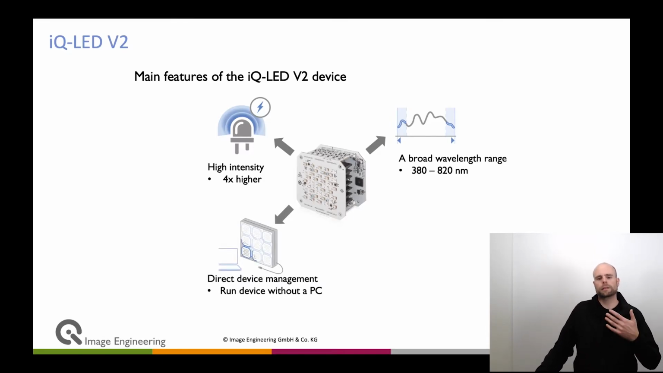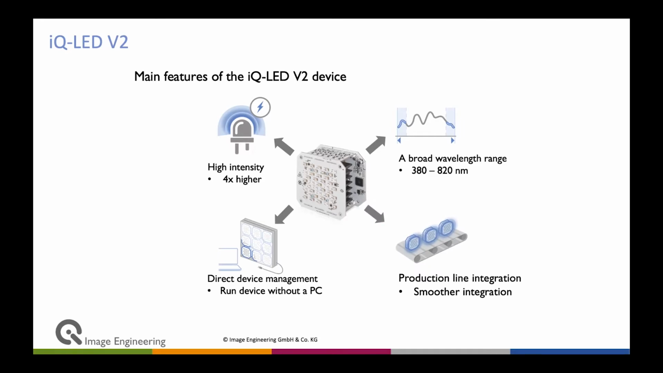You can run it directly without a PC. We have storage on the device so that you can really run it and use it. And we have a smooth integration into production lines. Especially with the version 2, we have many integrations that are particularly useful for production lines, so that the device itself can send a trigger signal, for example, when it changes the illuminant, so that you can synchronize it with your device under test. You can also have an operation hour counter, or a self-test, so the device can tell you if everything is okay. And that is, of course, very valuable in a production line environment.